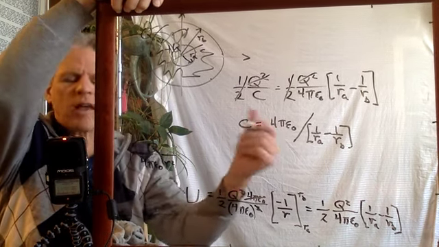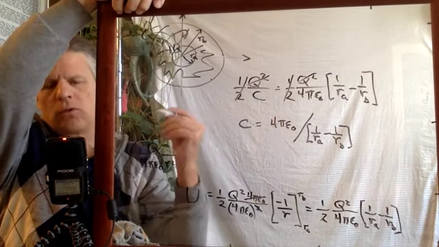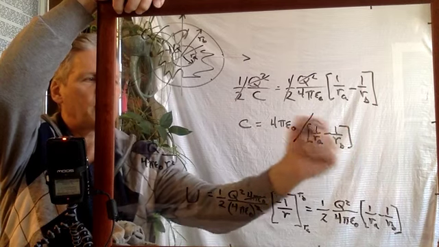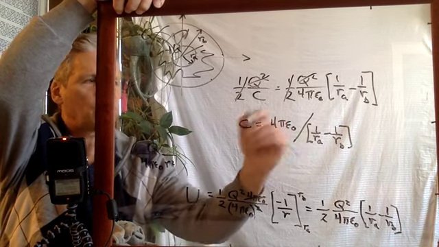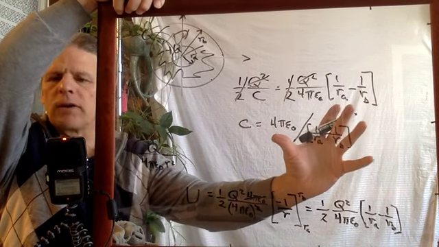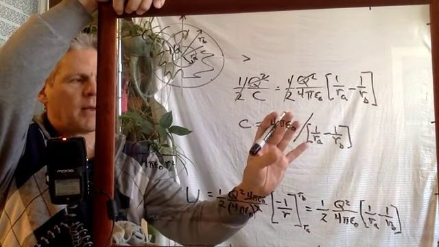This is it. Your book has a slightly different form, but all they do, and you guys can convince yourself of this, is they multiply the top and bottom of this whole fraction by RA times RB, and they'll get a different expression right here, but it's the same exact expression.